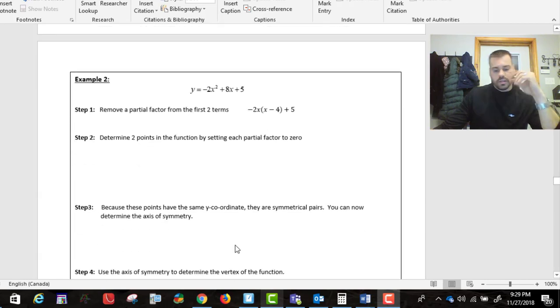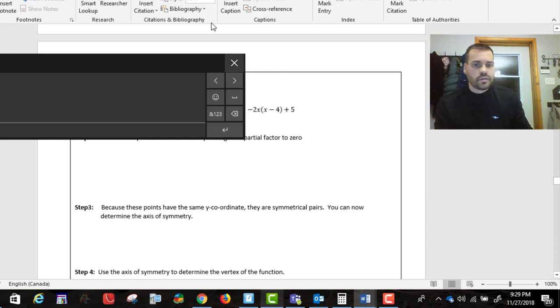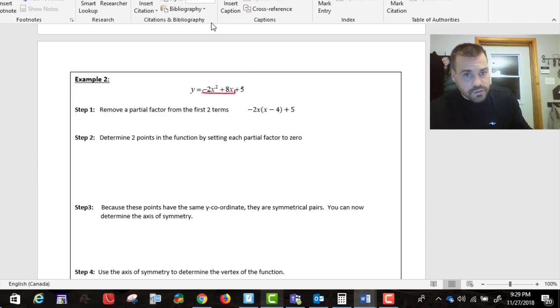So if we try to fill this one in, we're going to start by taking just these 2 terms. We're going to pretend the 5 isn't there. Okay. And we're going to say, okay, the common factor there is minus 2 and x. So I take out minus 2x, and I have x minus 4. The 5, again, is staying there. Then I take each of those. So minus 2x, I say that's 0. That means that x is going to be 0. And this one, x minus 4 equals 0, means that x is equal to 4.